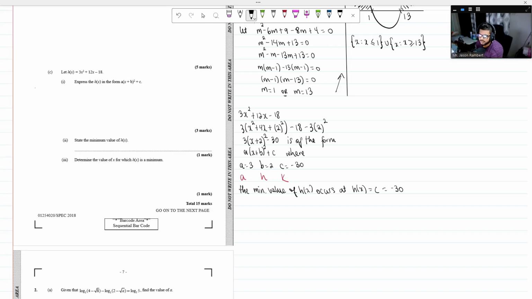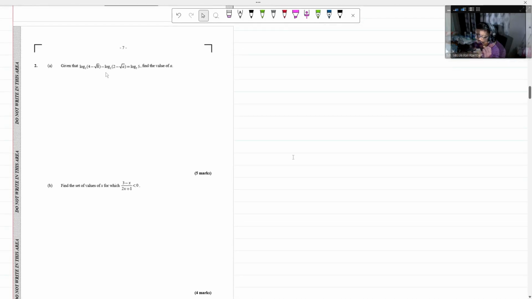Determine the value of x for which h of x is a minimum. The value of x for which h of x is a minimum occurs at minus x is equal to minus h. But we don't have h, we have b. So instead of minus h, I have minus b, which is equal to minus 2. All right, and that's it for number 1.